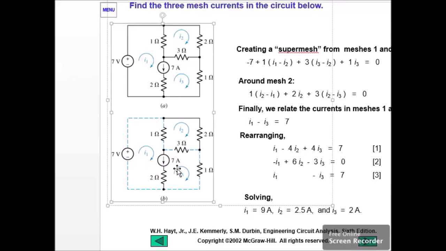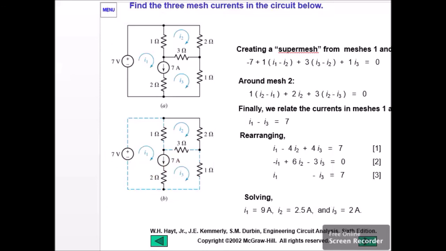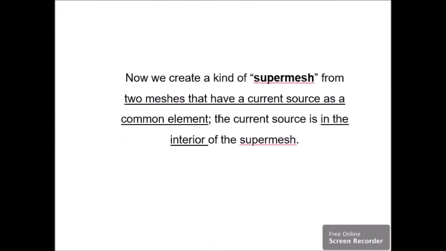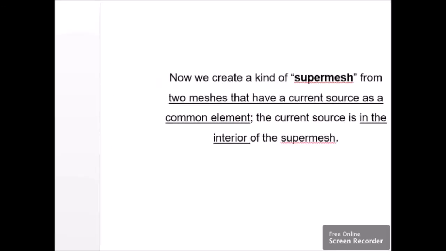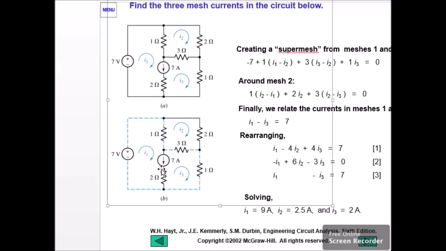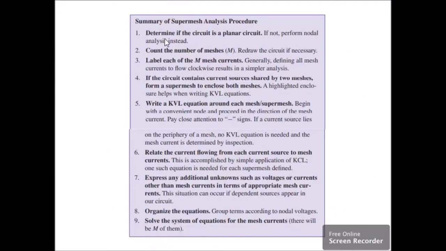Common element nilang dalawa, di ba, is ito. Ayun. So, ito ay super mesh. The current source is in the interior of the super mesh. Ayun. So, yung current source nasa gitna ng ating super mesh. So, ito yung ating summary. Sorry, not conclusion. As for final thoughts, this is the summary of our super mesh analysis procedure.